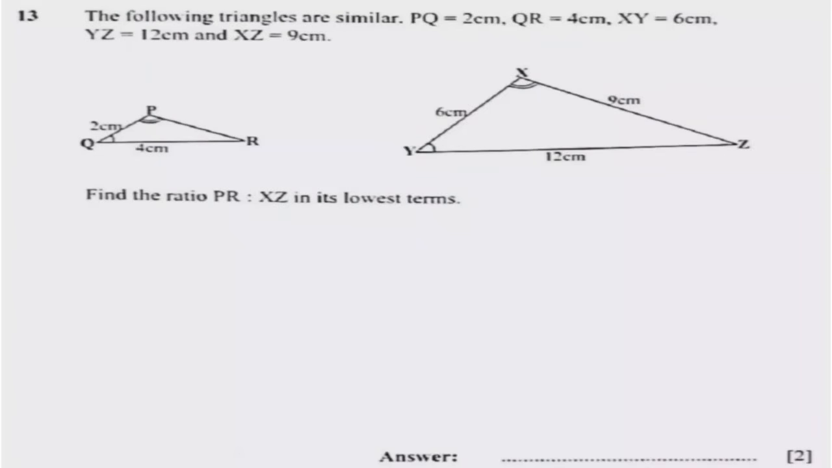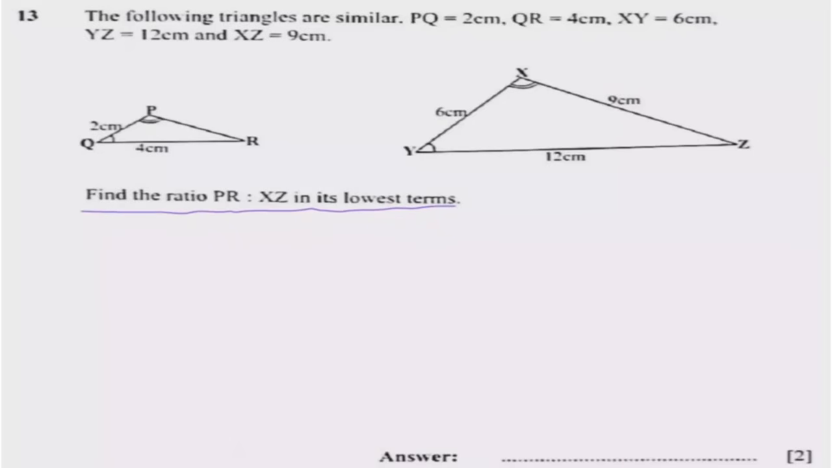Okay, we come to question 13, which is: the following triangles are similar. PQ is equal to 2 centimeter, QR is equal to 4 centimeter, XY is equal to 6 centimeter, and YZ is equal to 12 centimeter, and XZ is equal to 9 centimeter. So what we can do is take time and study the diagrams. Once we've studied the diagrams, we can go to the actual question, which is asking us to find the ratio PR to XZ in its lowest term.